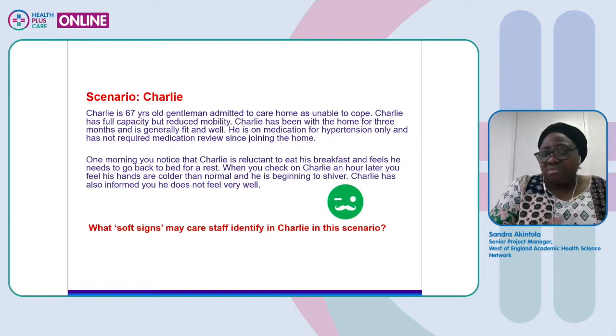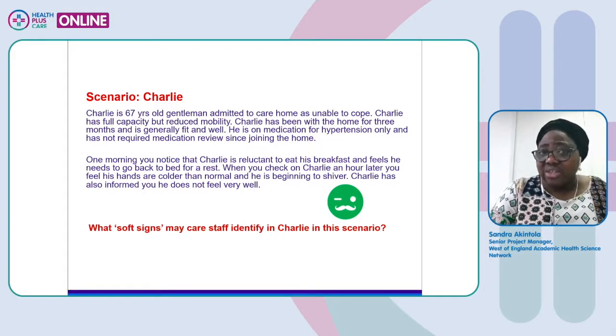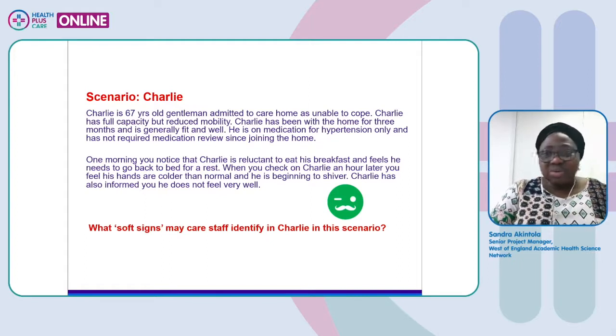If it was the staff, what sort of signs could you spot from Charlie? I bet you're probably saying the cold hands, colder than normal, and of course, he was shivering. He was reluctant to have his breakfast. I mean, Charlie is a good eater. He loves his breakfast, but he wasn't having any of it this morning. And of course, that need to go back to bed, that will worry you as a staff member.